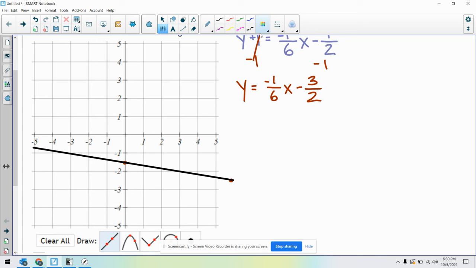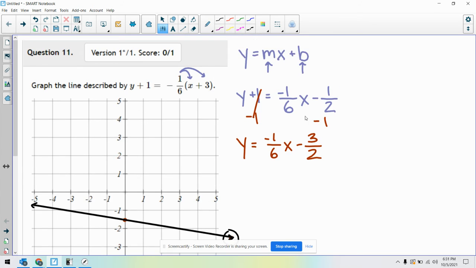Now, on the problem set and quiz, you'll always have enough space on the graph to plot your 2 points. So in this particular example, this question's not the best because it doesn't give you enough space to plot this point. Okay, so I wouldn't stress about this question too much, but know how to solve this thing for y, graph the y-intercept, and a second point using the slope.